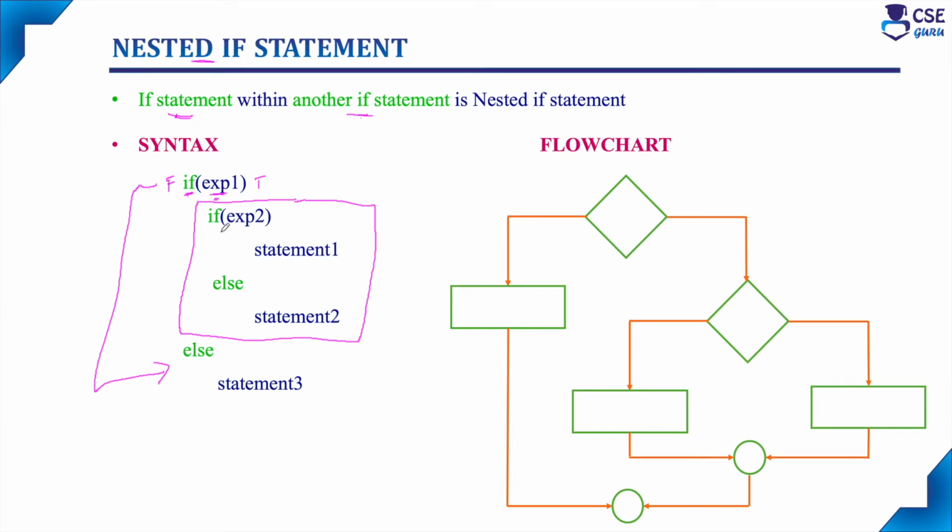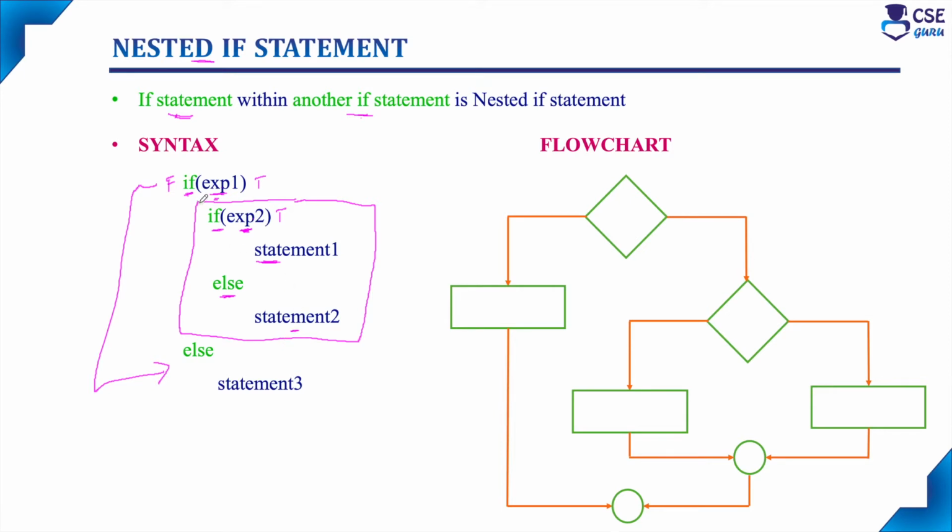And here we have specified another if statement, that is if expression 2. And if this condition is true, it has to execute statement 1. And if this condition is false, that is expression 2 is false, it has to go and execute this else part, that is statement 2.